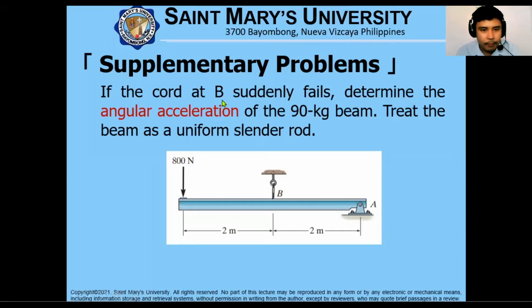For our next supplementary problem, we are asked to find the angular acceleration of this 90 kilogram beam. We are asked to treat the beam as a uniform slender rod. So for example, the cord at B has failed. Basically, it will twist. If this fails, it will twist in this direction, the clockwise direction. So how can we find the angular acceleration?